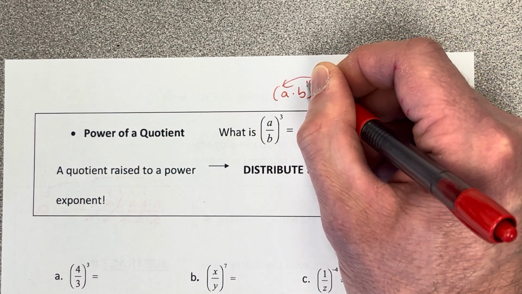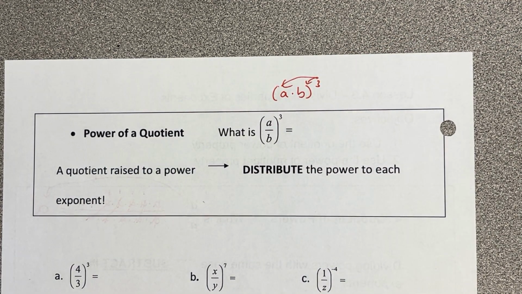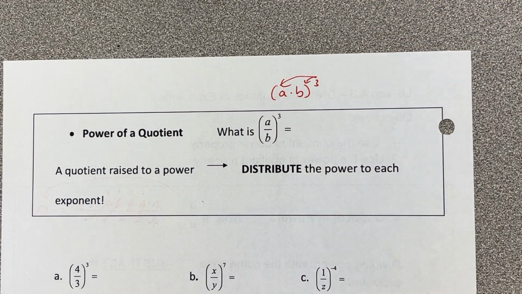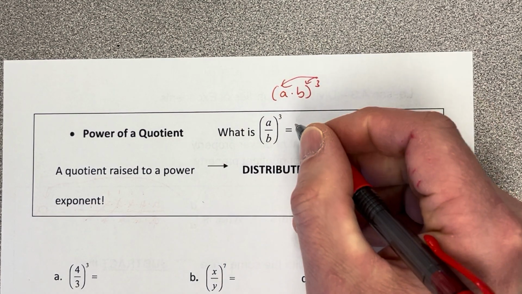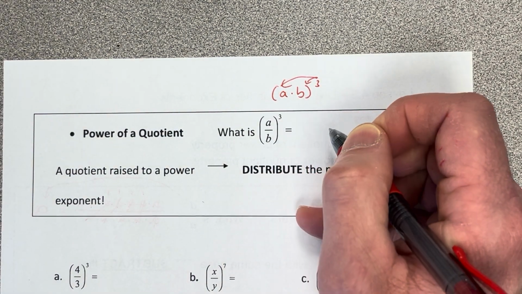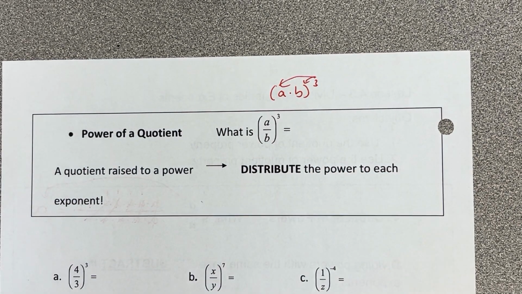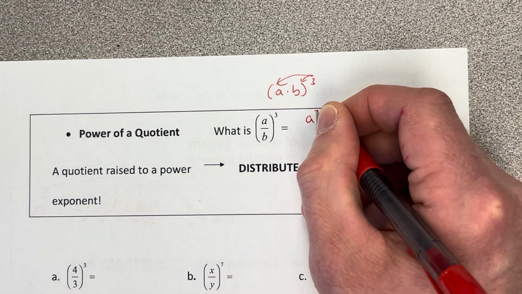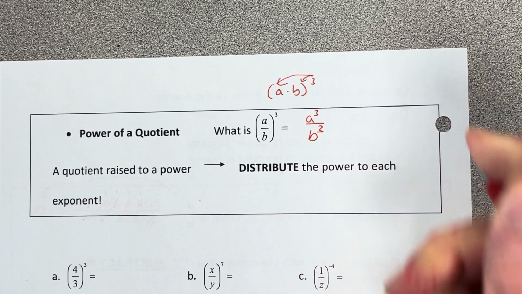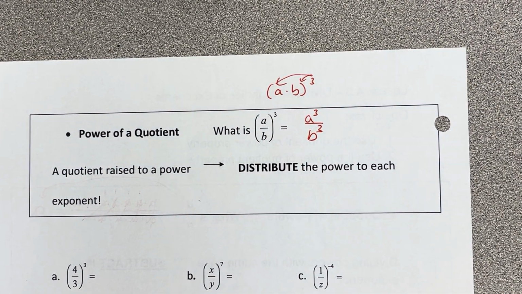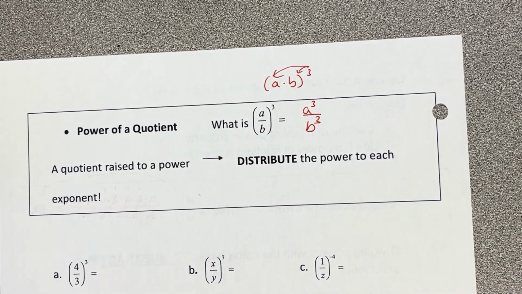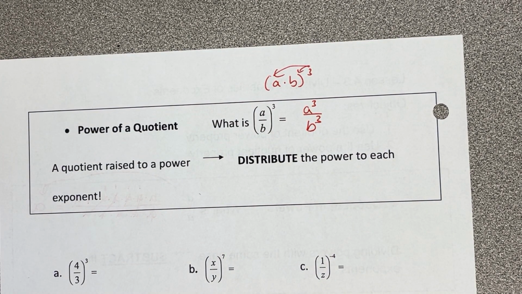The power of the product property, we described it as distributing, and we'll do the same thing here. Again, if you ever forget this, just write out a over b times a over b times a over b 3 times, and then multiply straight across, and you'll find out, oh yeah, the exponent goes to both of them. So you can find that out pretty easily.